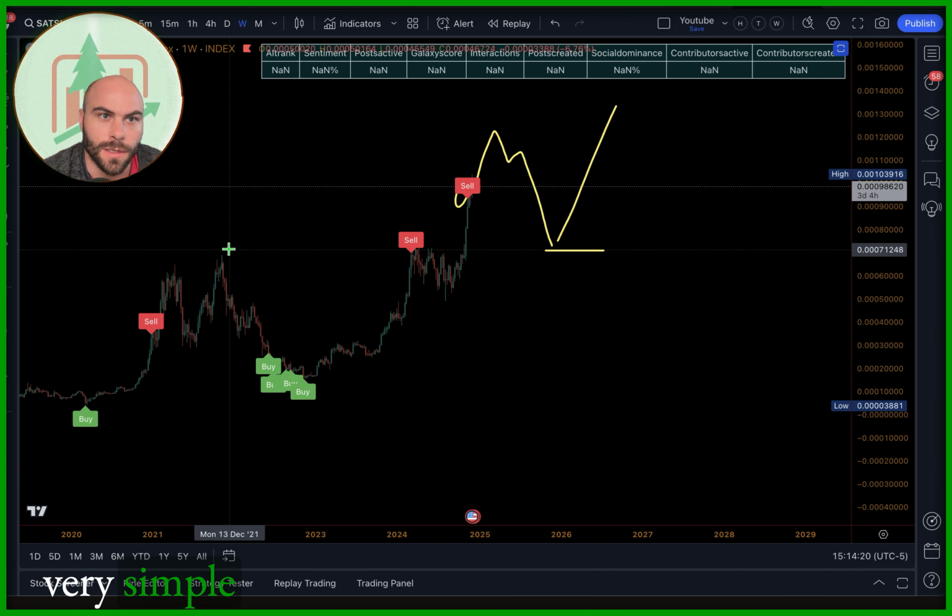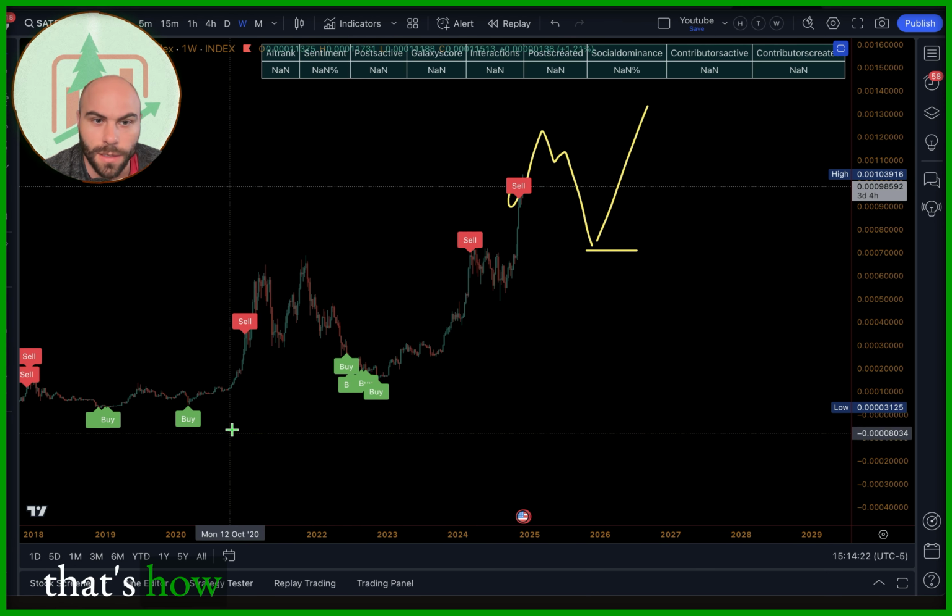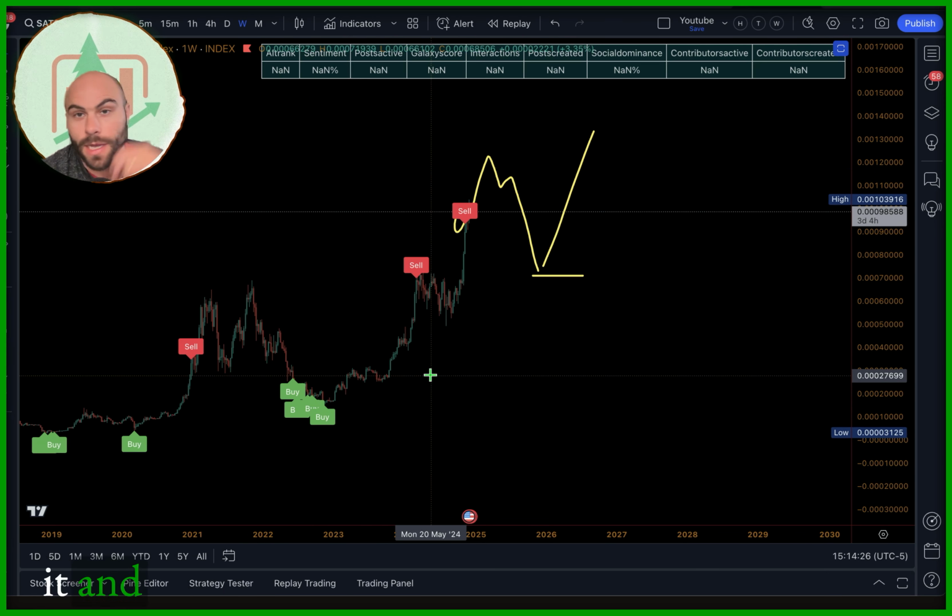It's very simple. So that's the Bitcoin King, and that's how I use this tool all the time. I'll be expanding it and adding more stuff to it as well.